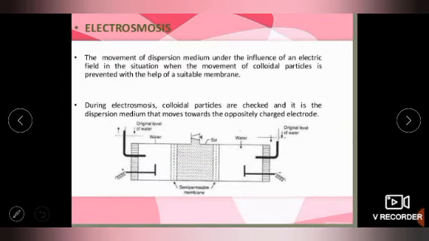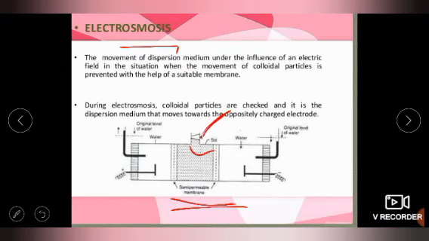Opposite to electrophoresis is electroosmosis, the movement of the dispersion medium under the influence of an electric field. When the movement of colloidal particles is prevented with the help of a suitable membrane, during electroosmosis the colloidal particles are checked, and it is the dispersion medium that moves in the opposite direction. So it is like reverse osmosis also.